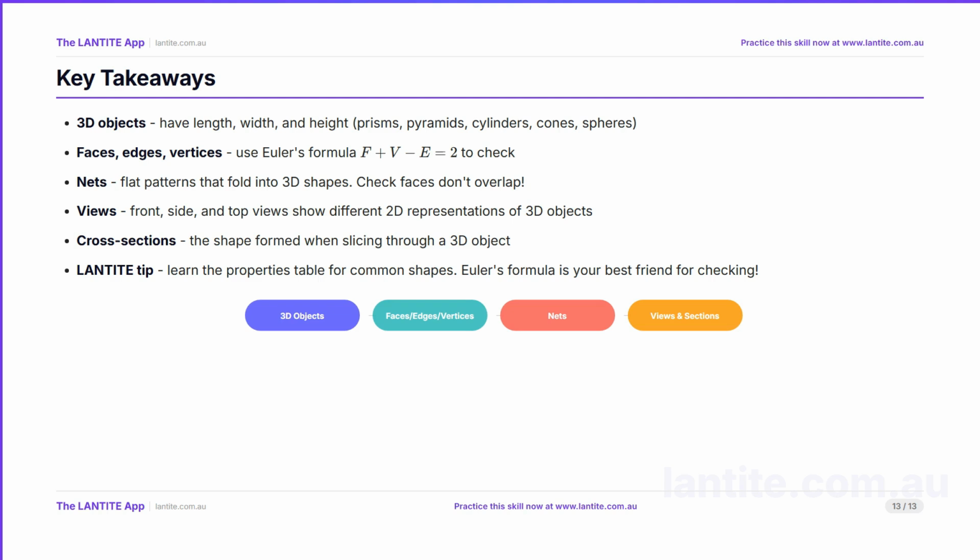Nets are flat patterns that fold into 3D shapes. Different views show you what a 3D object looks like from the front, side, and top. Cross-sections show the shape formed when you slice through a solid. For the LANTITE, memorize the properties of common shapes and always use Euler's formula to verify your answers.